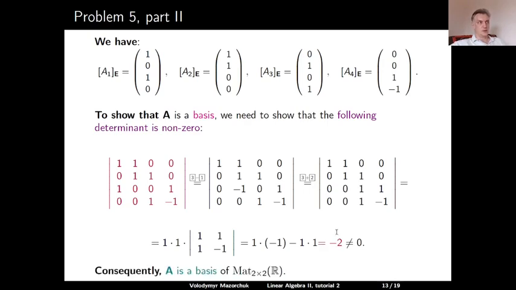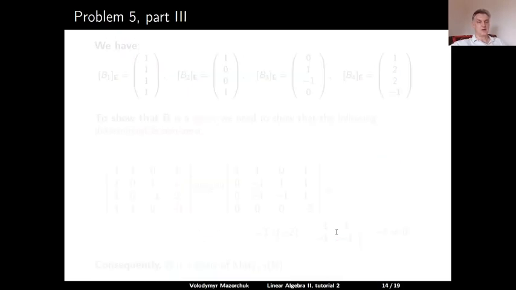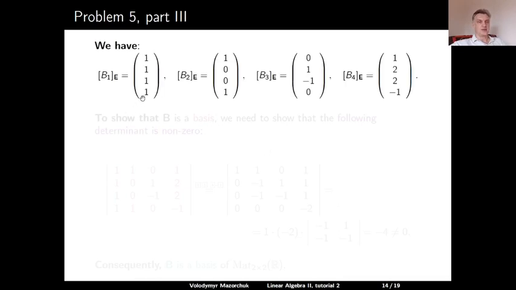And now we can conclude that the collection A of matrices forms a basis of our space of 2 times 2 matrices. Let us do the same thing for the collection B. The coordinates of B1 with respect to the standard basis are 1, 1, 1, 1. The coordinates of B2 are 1, 0, 0, 1. The coordinates of B3 are 0, 1, minus 1, 0. And the coordinates of B4 are 1, 2, 2, minus 1.